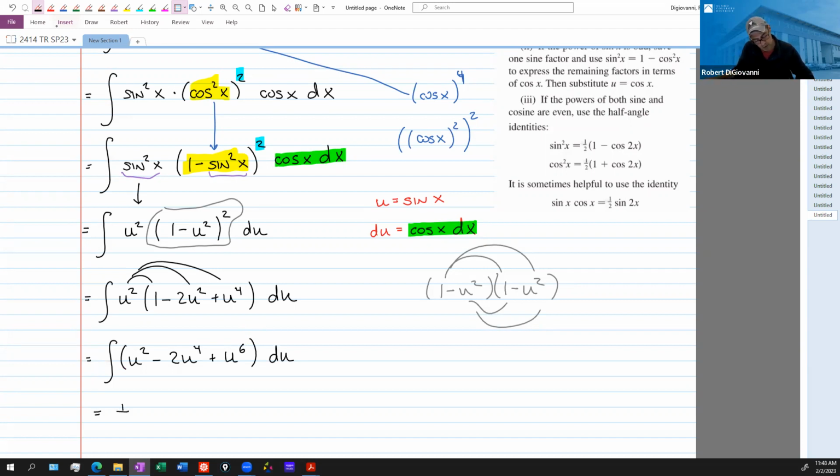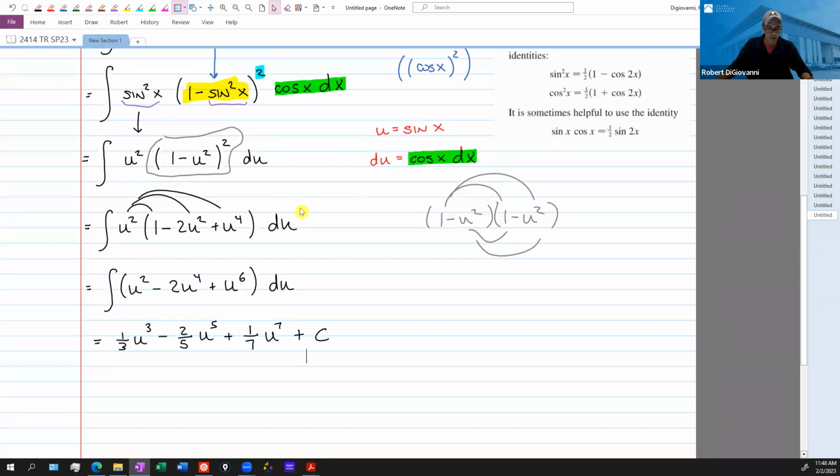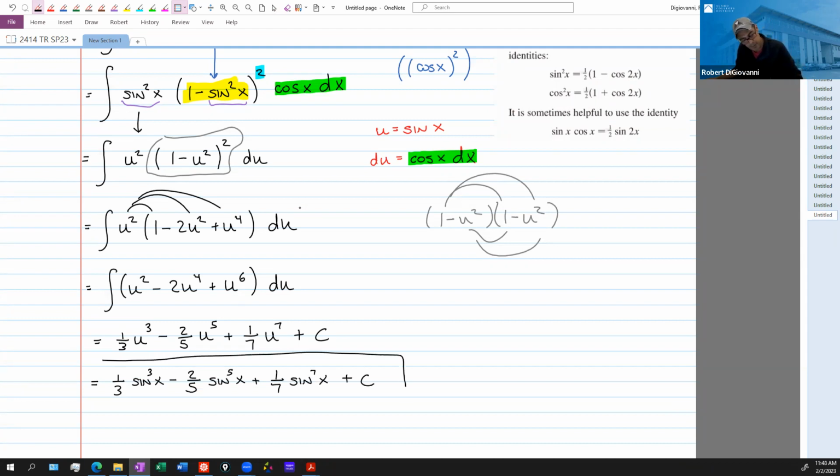So we have 1/3, no more integral because I'm taking the antiderivative, 1/3 u cubed minus 2/5 u to the 5th plus 1/7 u to the 7th. That's just the power rule on each one. And for the final answer, I'm going to replace all the u's with sines. So this is sine cubed x minus 2/5 sine to the 5th x plus 1/7 sine to the 7th x plus c.